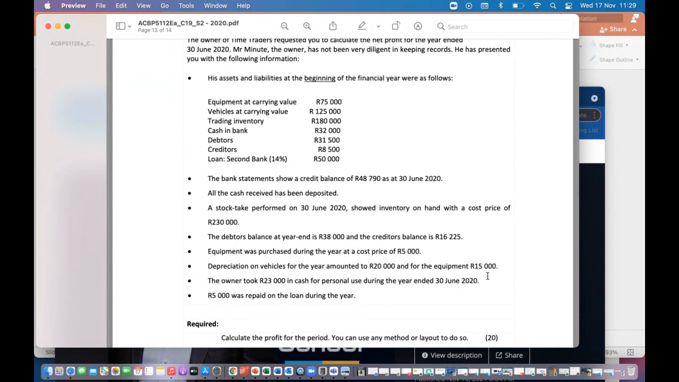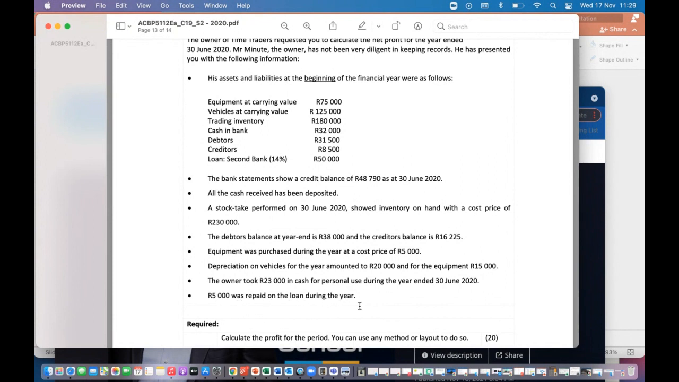All right, so you're going to need this, obviously, to get your new carrying values on equipment and vehicles. The owner took 23,000 in cash for personal use during the year ended 30 June. So this is drawings. As you're going through, you're labeling all these things and taking into account that this is going to be affected by that, and that's going to be affected by this.